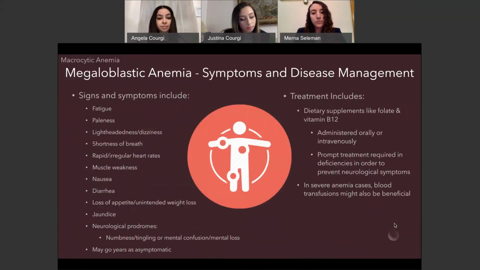All right, on to some symptoms. Affected patients with this condition may go years asymptomatic, with common symptoms that may include fatigue, paleness, lightheadedness, muscle weakness, and loss of appetite. Prompt treatment of deficiencies is required in order to prevent neurological symptoms. Forms of treatment include dietary supplements like folate and vitamin B12 that can be administered orally or intravenously. In severe anemia cases, blood transfusions might also be beneficial.